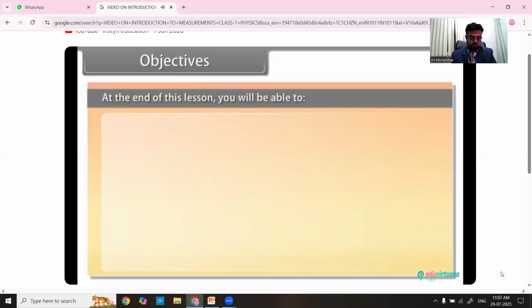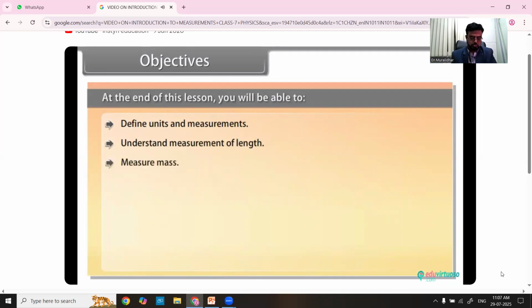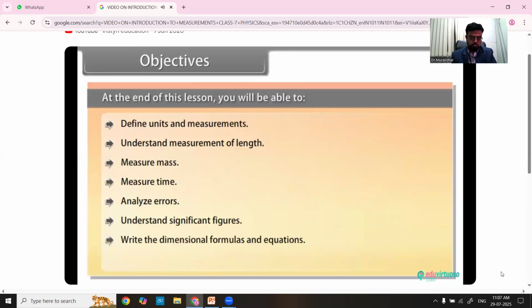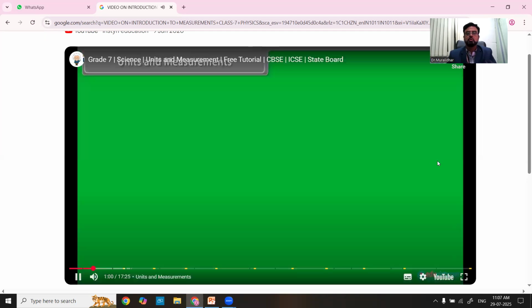At the end of this lesson, you will be able to define units and measurements, understand measurement of length, measure mass, measure time, analyze errors, understand significant figures, write the dimensional formula and equations, and understand dimensional analysis. Let's begin with units and measurements.